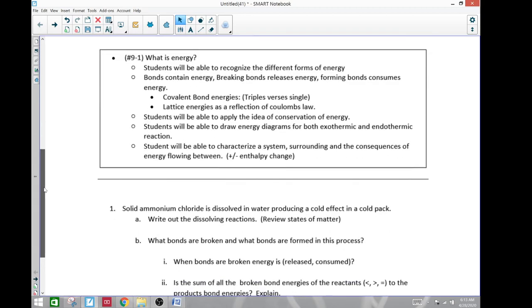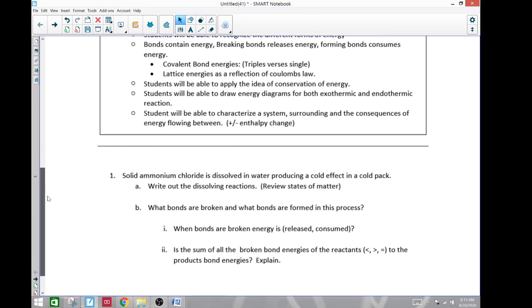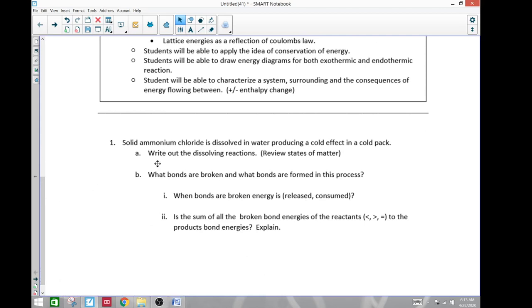With me, I have my thermodynamic tables. I have my bond energy chart, so I'm not going to be posting those on screen, so make sure you have them with you. So it's the solid ammonium chloride dissolved in water, producing a cold effect in the cold pack. We're doing the dissolving reaction.